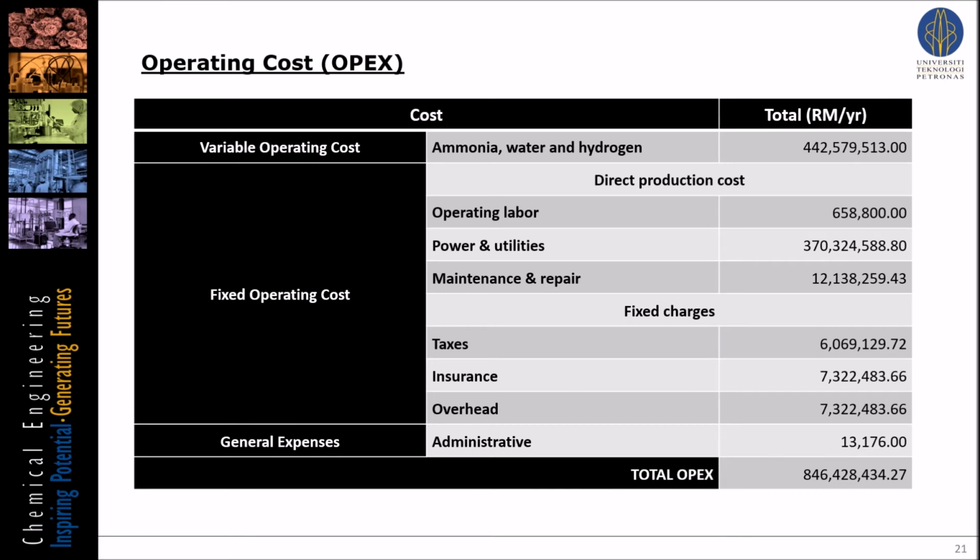And then we calculate the operating costs, or OPEX. These are the three main operating costs that we calculated for our plant design: variable operating costs, fixed operating costs, and general expenses. The values and details are as seen in the table on the screen. So the total operating cost for our plant design project is RM846,428,434.27 per year. Now I'll pass it over to Tan Tai Yao to continue with the second part of the cost analysis.